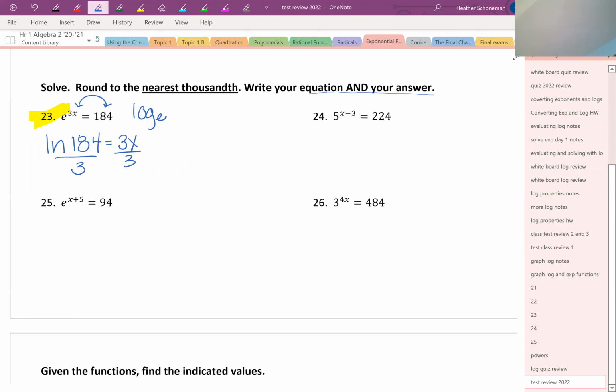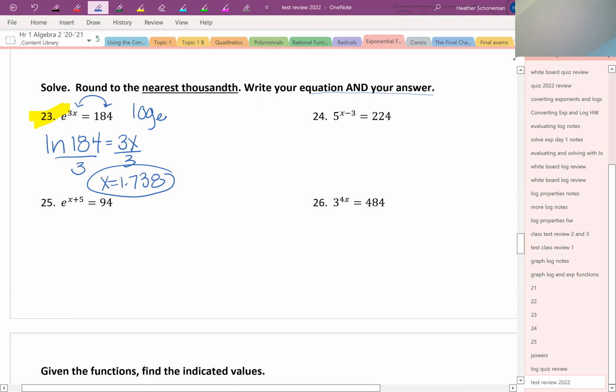Let's put this in the calculator. So we have the natural log of 184. You have to close your parentheses, otherwise your calculator is going to give you the wrong answer, and then divided by 3. To 3 decimal places, you get 1.738. Okay, so that's how you would do that question there.